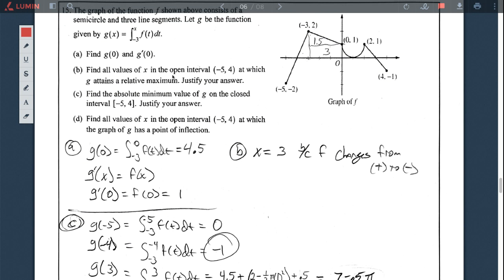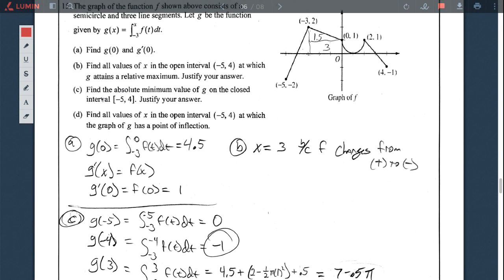Part B, find all x values at which g attains a relative maximum. So if I'm looking at the derivative, I'm going to have a maximum whenever my derivative changes from positive to negative. And that happens right here at the x value of 3. So x equals 3 because f changes from positive to negative.